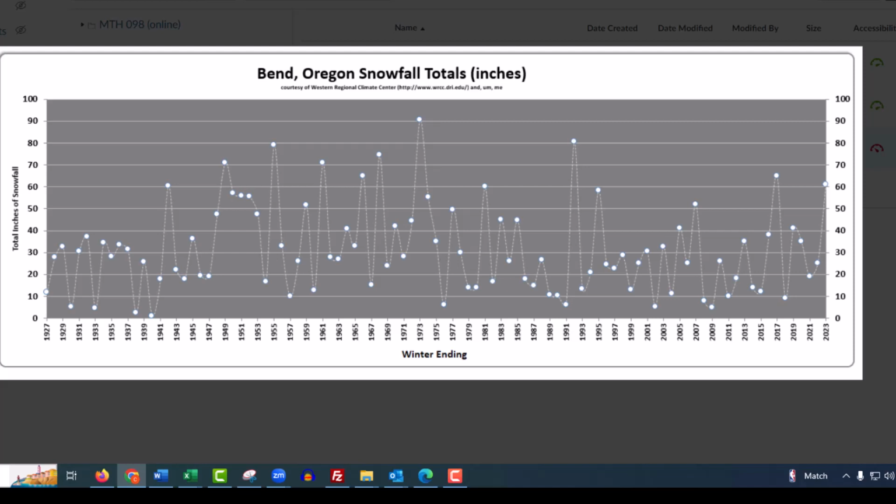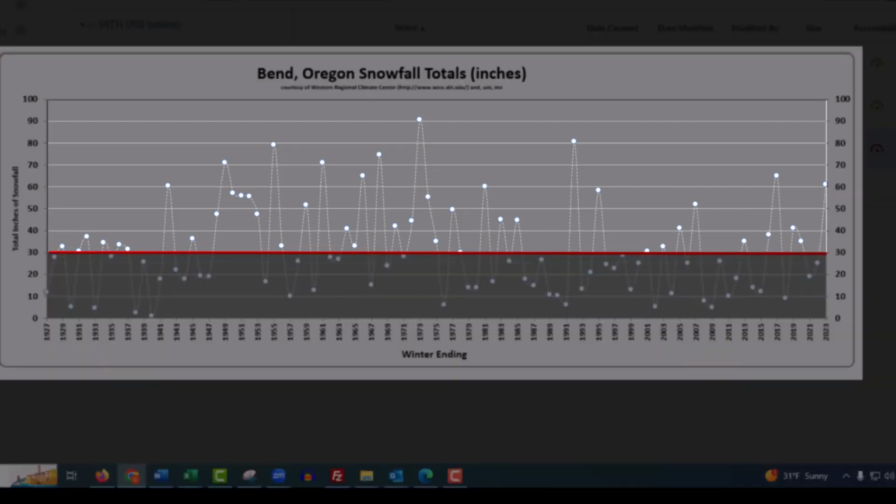Question 23 asks, what percent of Bend winters saw more than 30 inches of snow? So what I'm going to do right now is put a horizontal line right across 30 inches of snow. And then I am going to count all the dots that are above that line, because those are the winters that got more than 30 inches of snow.